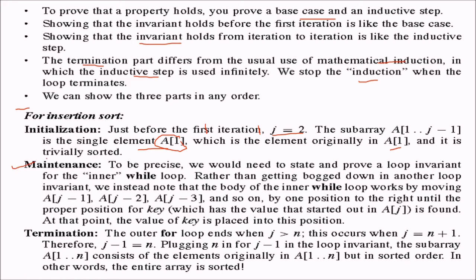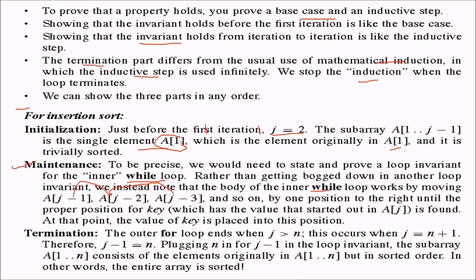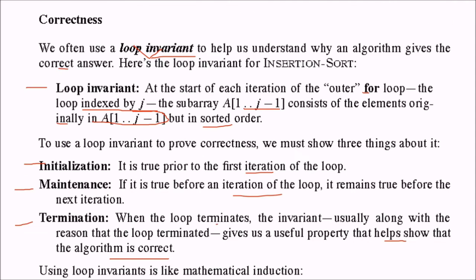What about maintenance? To be precise, we would need to state and prove a loop invariant for the inner while loop. We have a while loop inside a for loop. But we will not go for another loop invariant. Instead we note that the body of the inner while loop works by moving A[j-1] to A[j], A[j-2] to A[j-1], A[j-3] to A[j-2], and so on, by one position to the right until the proper position of key is found, as we have seen here.